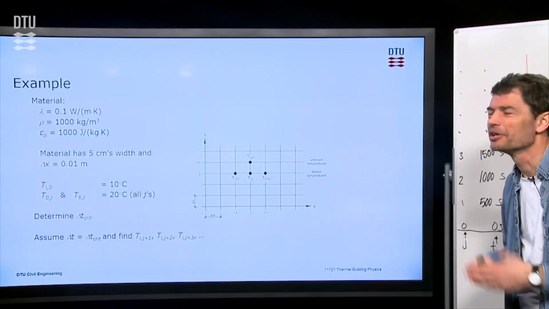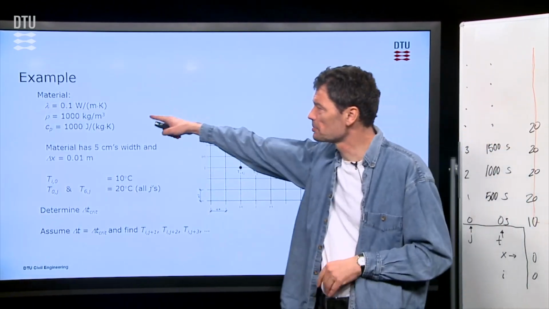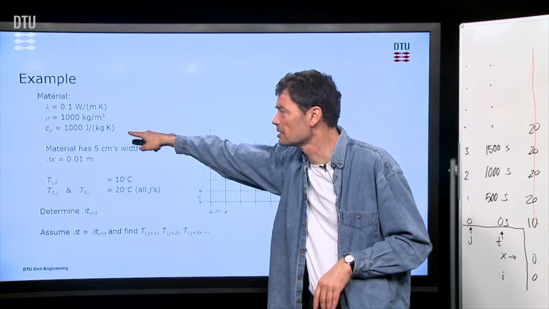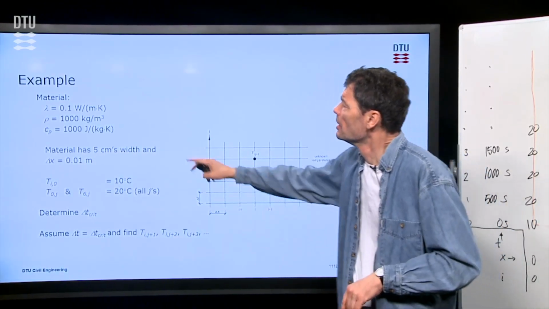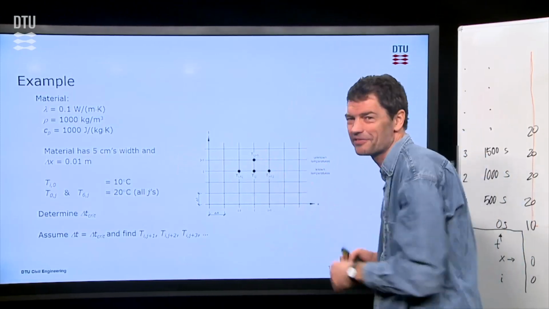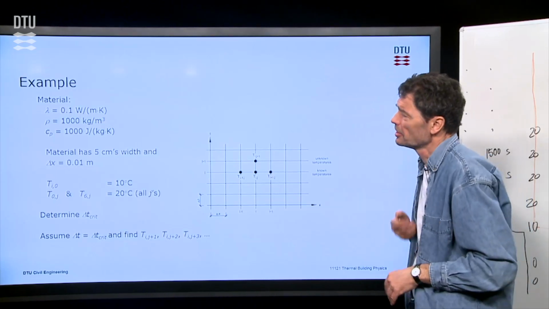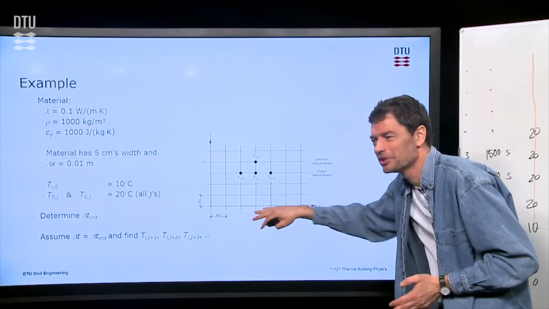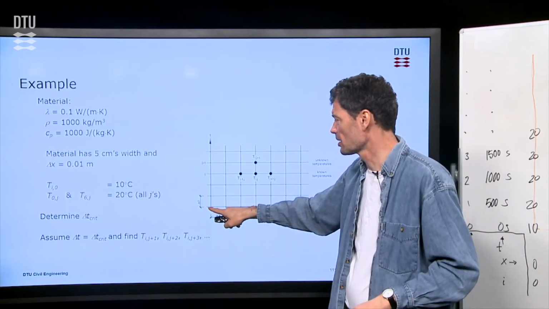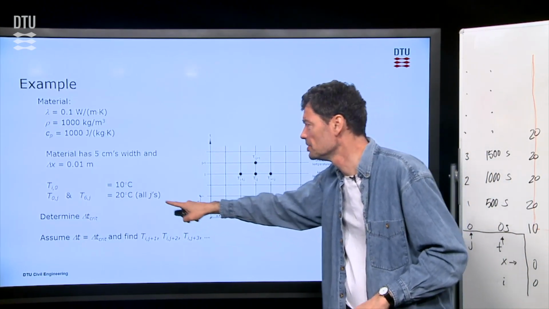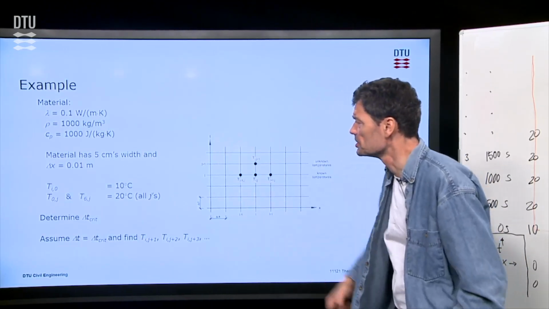Now, the example I'm going to show is a wall. I reuse a little bit the figure from before. A wall with these properties here, thermal conductivity, density, and specific heat, such that I can calculate the thermal diffusivity. The whole wall is 5 centimeters wide, and I use a discretization of 1 centimeter. Initially, all the points are at 10 degrees centigrade. Then suddenly, when we begin the calculation, the boundary temperatures are increased to 20 degrees centigrade for all time levels onwards at the boundaries.